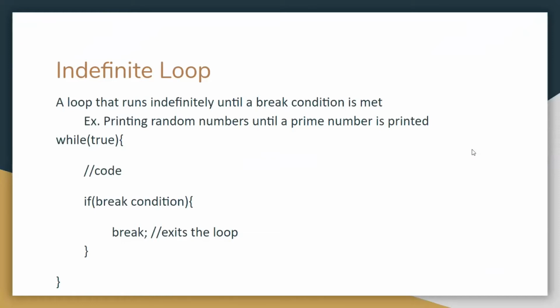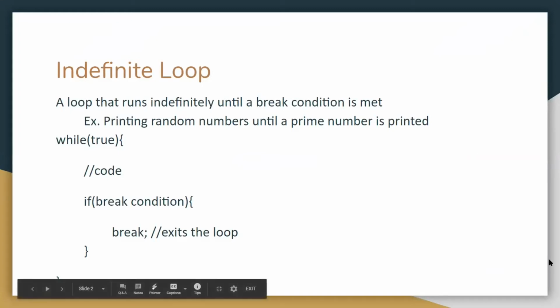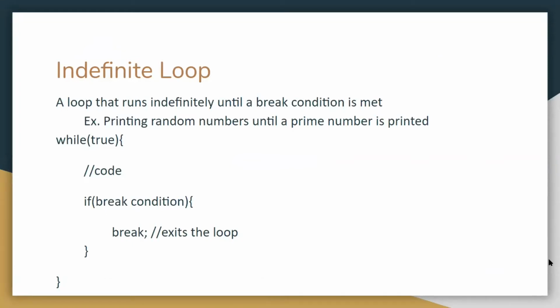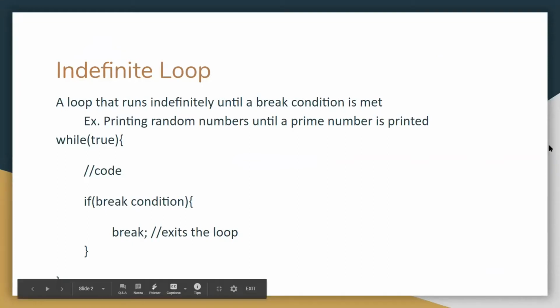The first is an indefinite loop, which is a loop that runs indefinitely until a break condition is met. For example, some scenarios in which we would use an indefinite loop would be printing random numbers until a prime number is printed, or printing something until the user types something, or until another certain condition is met.